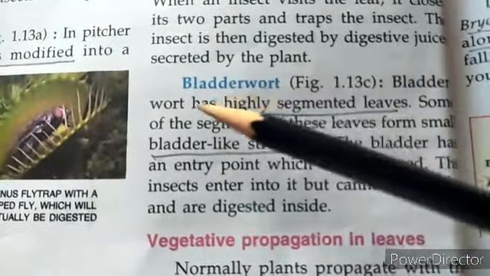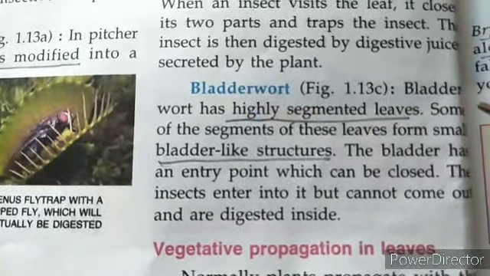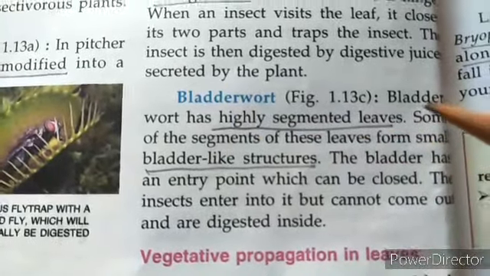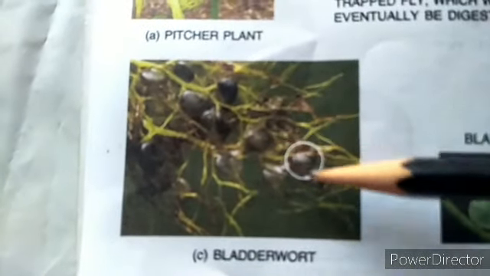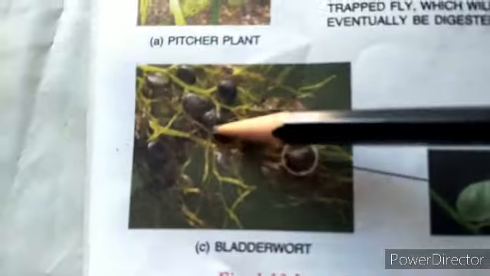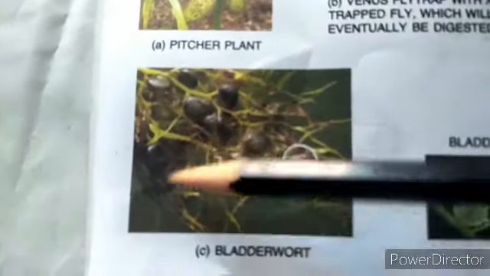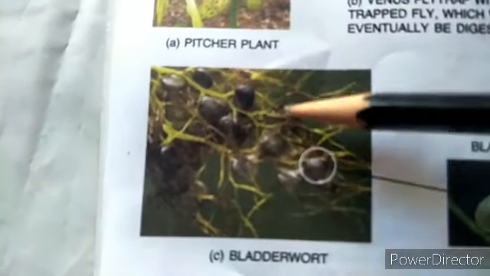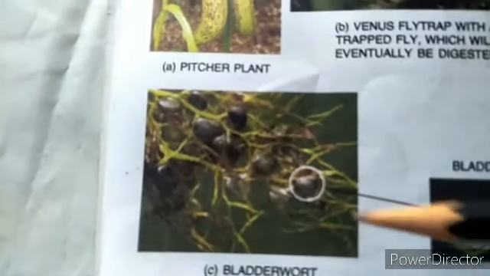Then we come to bladderwort. Bladderwort has highly segmented leaves. You can have a look at the diagram given here. So this is where we look at bladderwort. I always suggest that when you're going through the video, you can always have the book handy if you have it with you, my dear students. So you can see the bladderwort very clearly mentioned here.